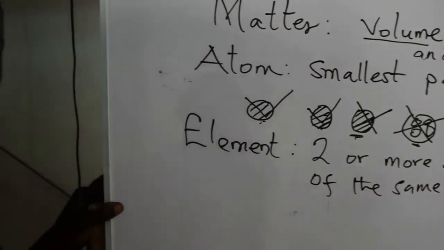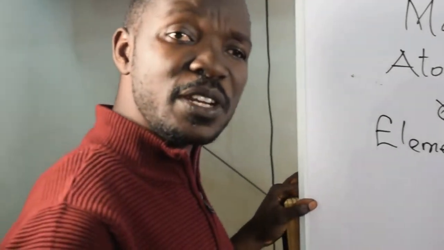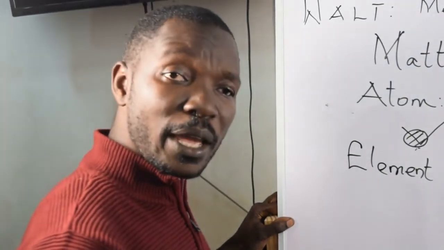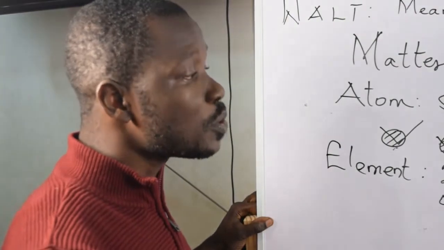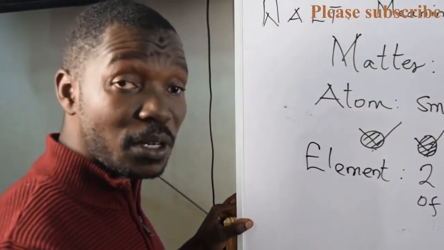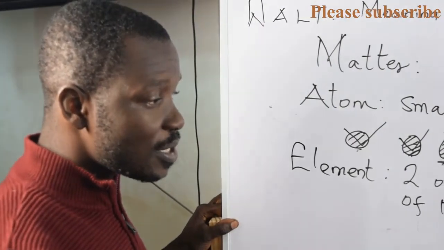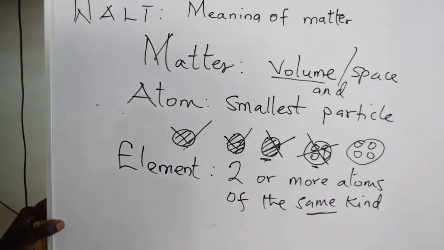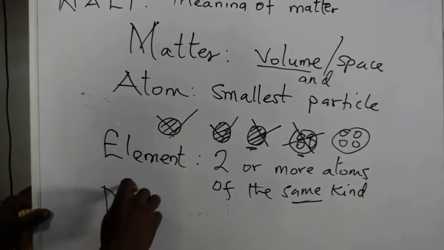These are simple definitions that almost every year questions are asked on in WAEC, but students refuse to take it, and it is being repeated because most of the students get it wrong. So keep this, two or more atoms of the same kind. Then I move on to molecule.